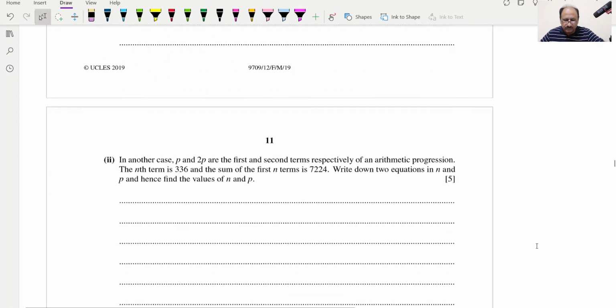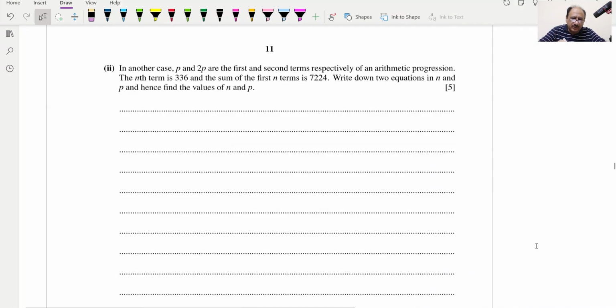This was a 2-mark question. Now for the B part, the second part: in another case, p and 2p are the first and second terms respectively of an arithmetic progression. In this case it is an arithmetic progression. The nth term is 336 and the sum of the first n terms is 7224. Write down two equations in n and p and hence find the value of n and p.